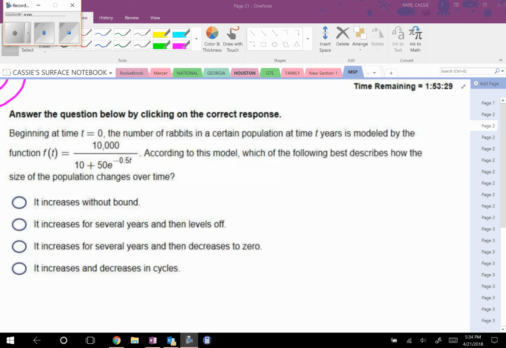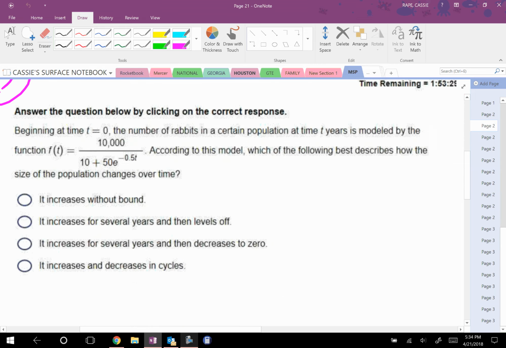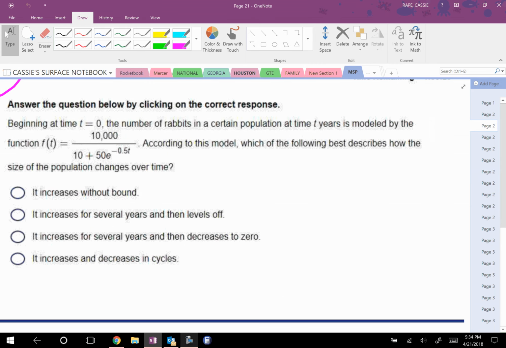Okay, so this question is number 25 on math test 023. It's asking you, beginning at time t0, you've got these rabbits of a certain population that are modeled by this equation. According to this model, which of the following best describes how the size of the population changes over time? Now, I'm going to tell you that once you get pretty good at thinking about what happens long term, you'll find that it becomes easier.